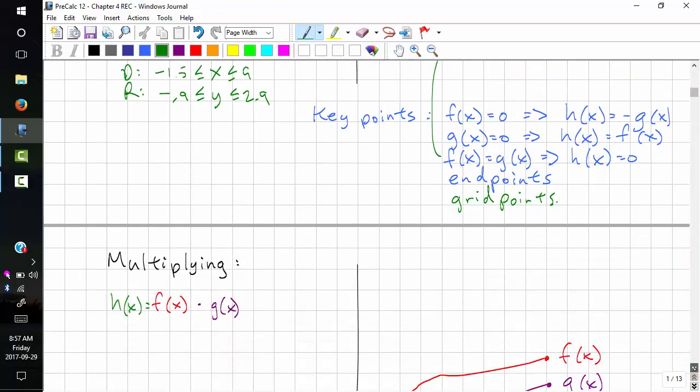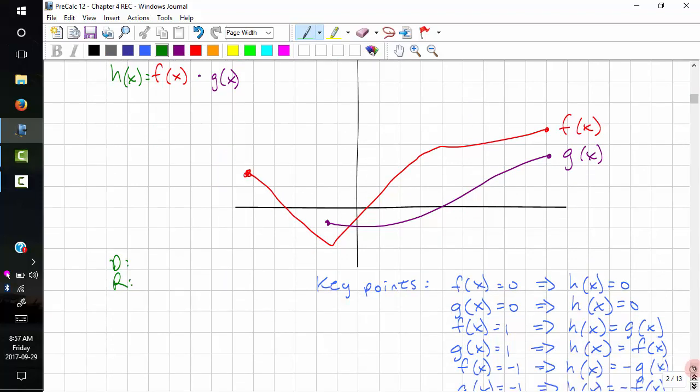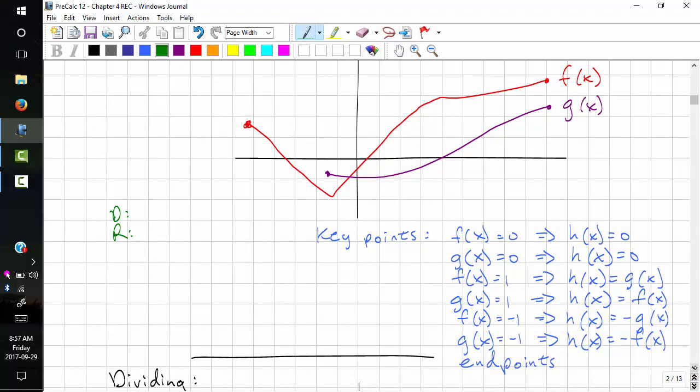Next example, multiplying. Lots of key points with multiplying. H of x equals f of x times g of x. And these are easy to derive. If f of x equals 0, then h of x is going to be 0. If g of x is 0, h of x is 0, because 0 times anything is 0. If f of x is 1, then it's just 1 times g of x, so we have g of x. If g of x is 1, similarly, h of x is going to be f of x.